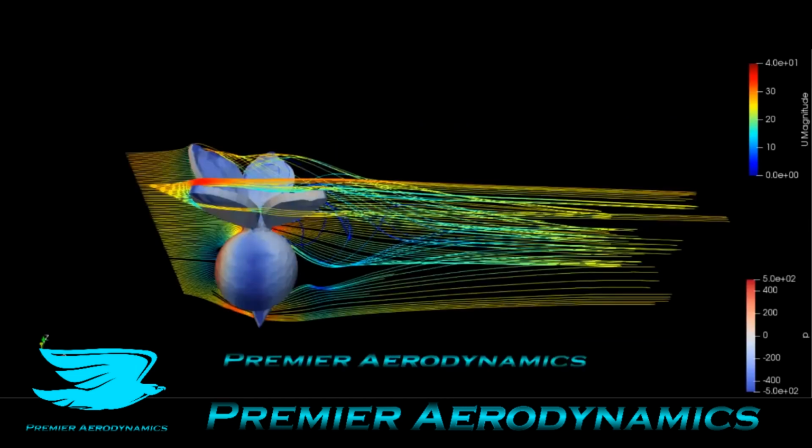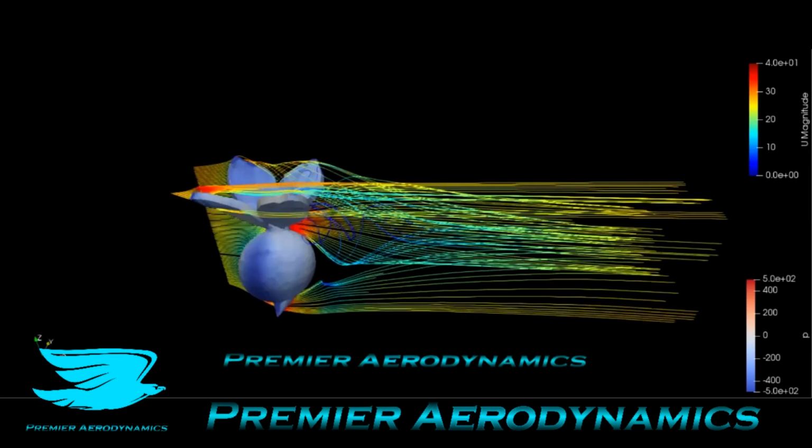And these are streamlines going from left to right, showing the U magnitude, so the velocity. And around the turnip itself, it's kind of normal, like you have some flow going around and then it sucks back up. But the leaves is where the action really happens.